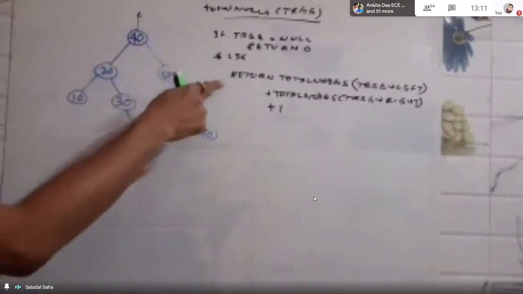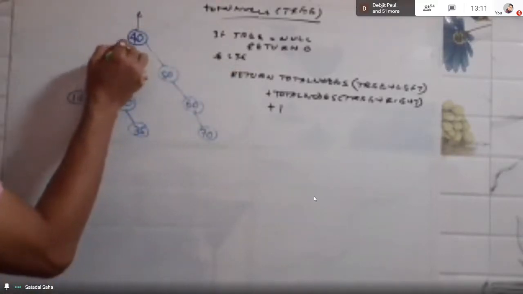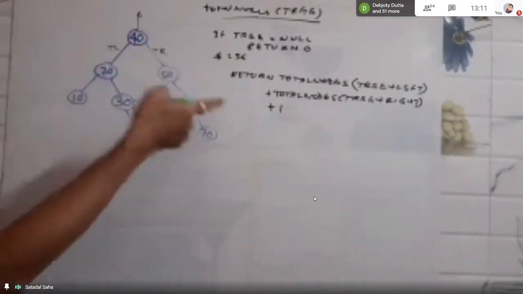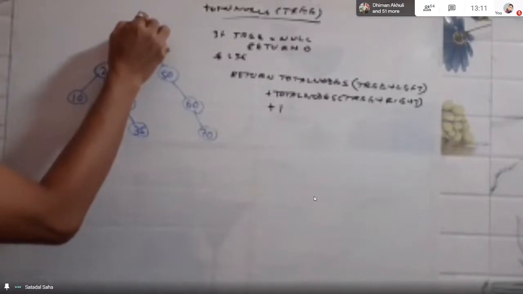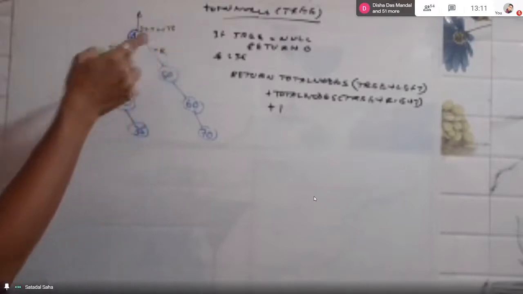So first when I call with 40, 40 is not equal to null, it will go to the else block, and in the else block it will return total nodes, that means calling the same function with its left child and also calling the same function with the right child, adding these two return values and also adding 1. So when sitting at 40, it will call tree left and later tree right, and plus 1 means it will add itself. So it will be returning 1 plus TL plus TR, it will return back like this.